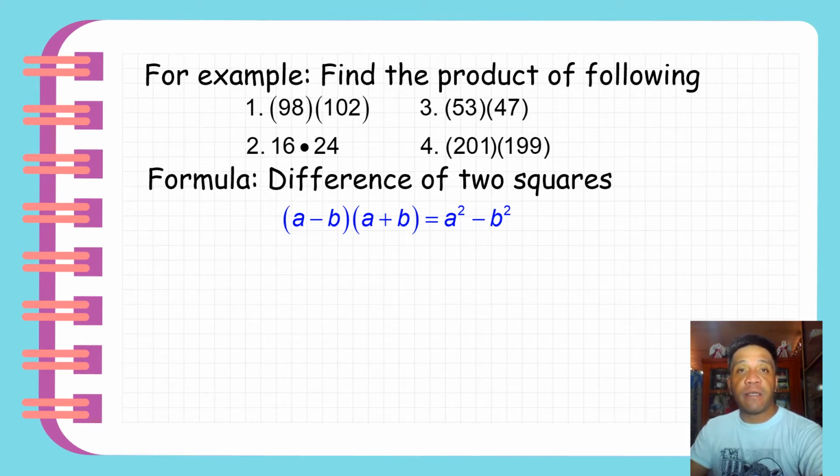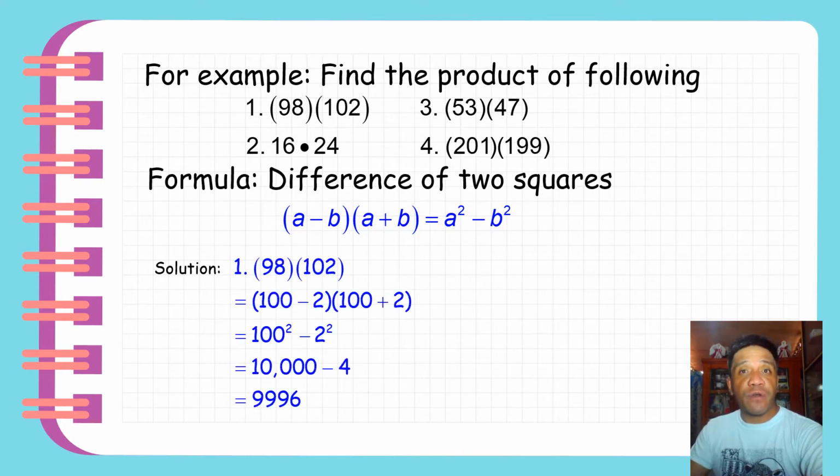The first factor is a minus b, and the other one is a plus b, the second factor. So their product is a squared, the square of the first term of both factors, minus b squared, the square of the second term of both factors. That is how to remember this formula, the difference of two squares. This is applicable to elementary level, junior high school, senior high school, or any learners who have interest in mathematics.